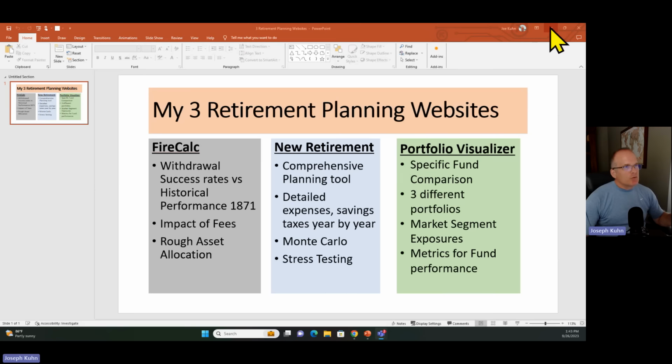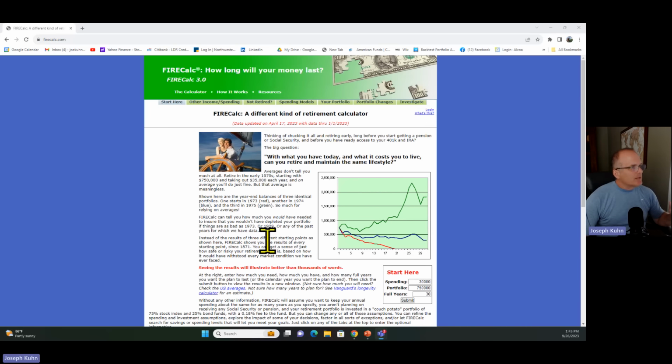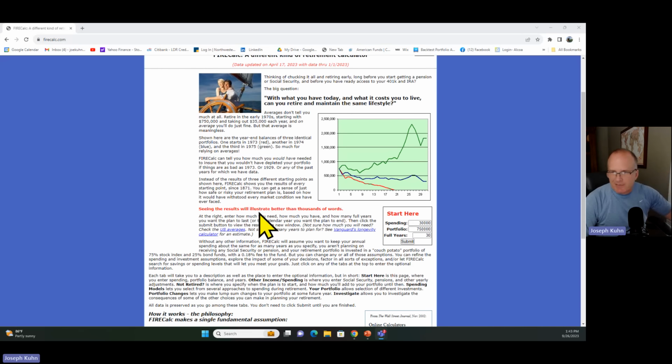So I am going to dive into FireCalc because this is exciting, folks. I love this. When you type in firecalc.com, there's the spelling, F-I-R-E-C-A-L-C.com. It's not a very well-designed website, but it really works if you take time to look at it. All the instructions are here in the paragraph. And it uses historical results.